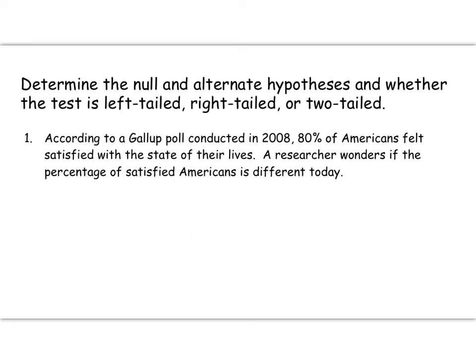Okay, so we're going to try a few examples. We want to determine the null hypothesis, that's H with a subscript of 0, the alternative hypothesis, that's the alternate claim, and whether our tail is left-tailed, right-tailed, or two-tailed. So our first example is, according to a Gallup poll conducted in 2008, 80% of Americans felt satisfied with the state of their lives. A researcher wonders if the percentage of satisfied Americans is different today.